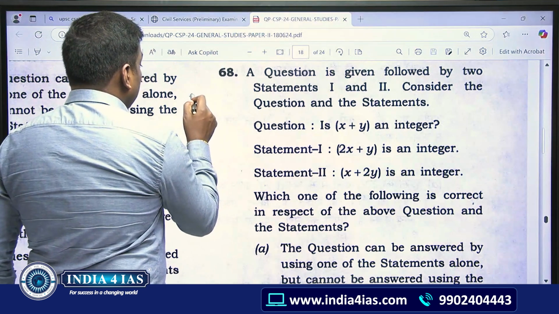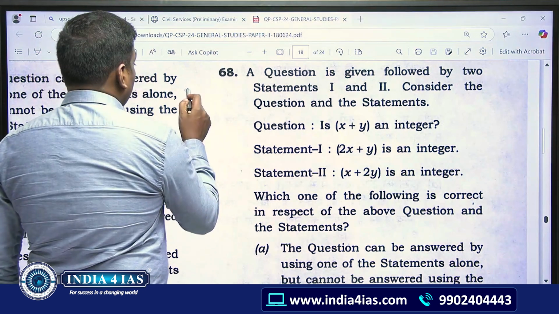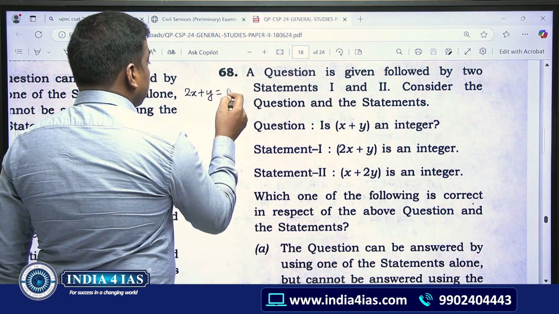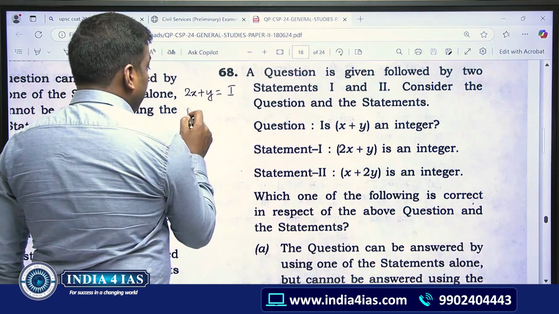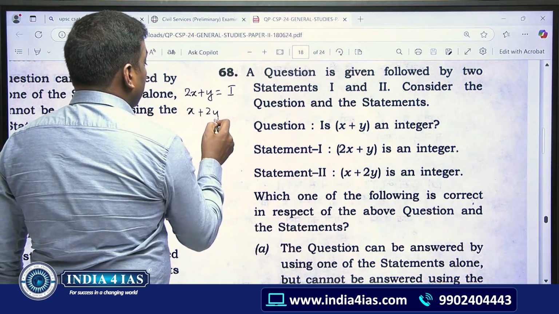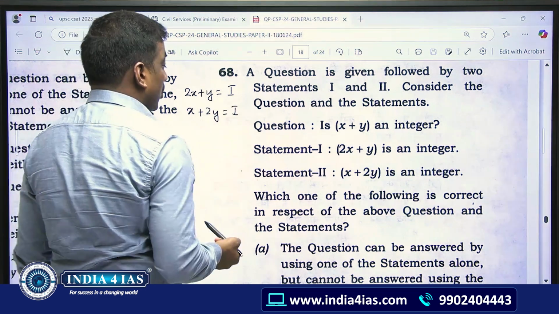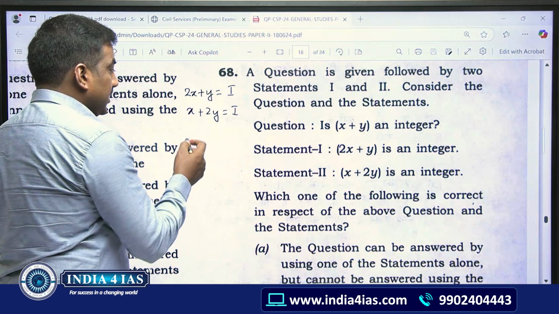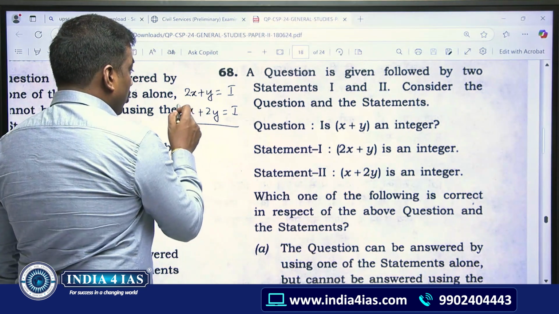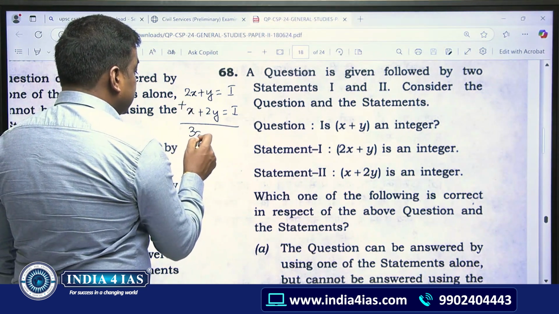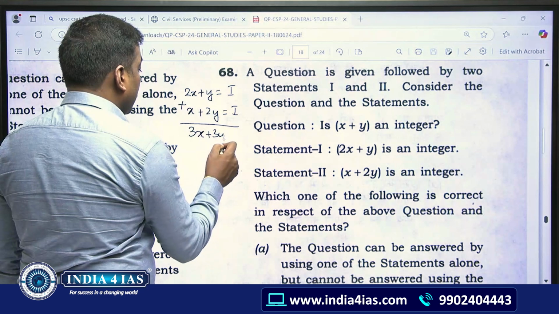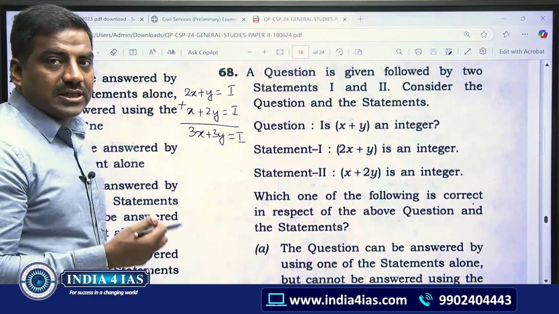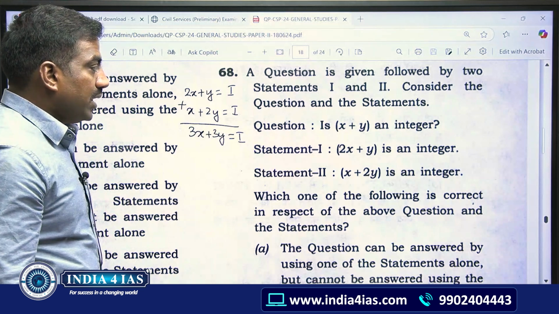What they are telling: 2x plus y is an integer, then x plus 2y is an integer. This is what they have given. So now we have to club these things and conclude. If I add them, 3x plus 3y is equal to an integer.